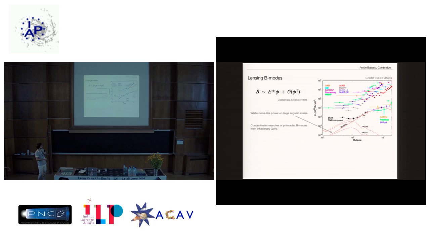And at the power spectrum level, this gives rise to a large tail of white noise-like power comparable in amplitude to current experimental sensitivities, and therefore constituting a major hurdle for searches of a primordial component from inflationary gravitational waves.